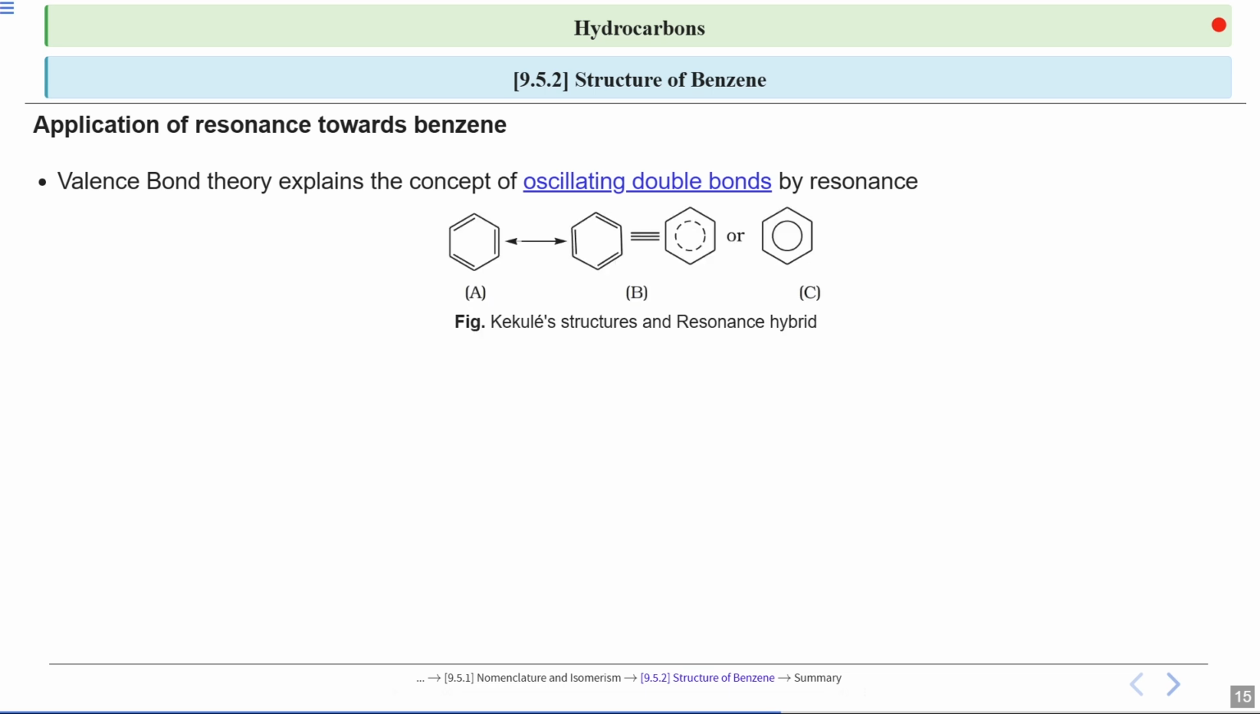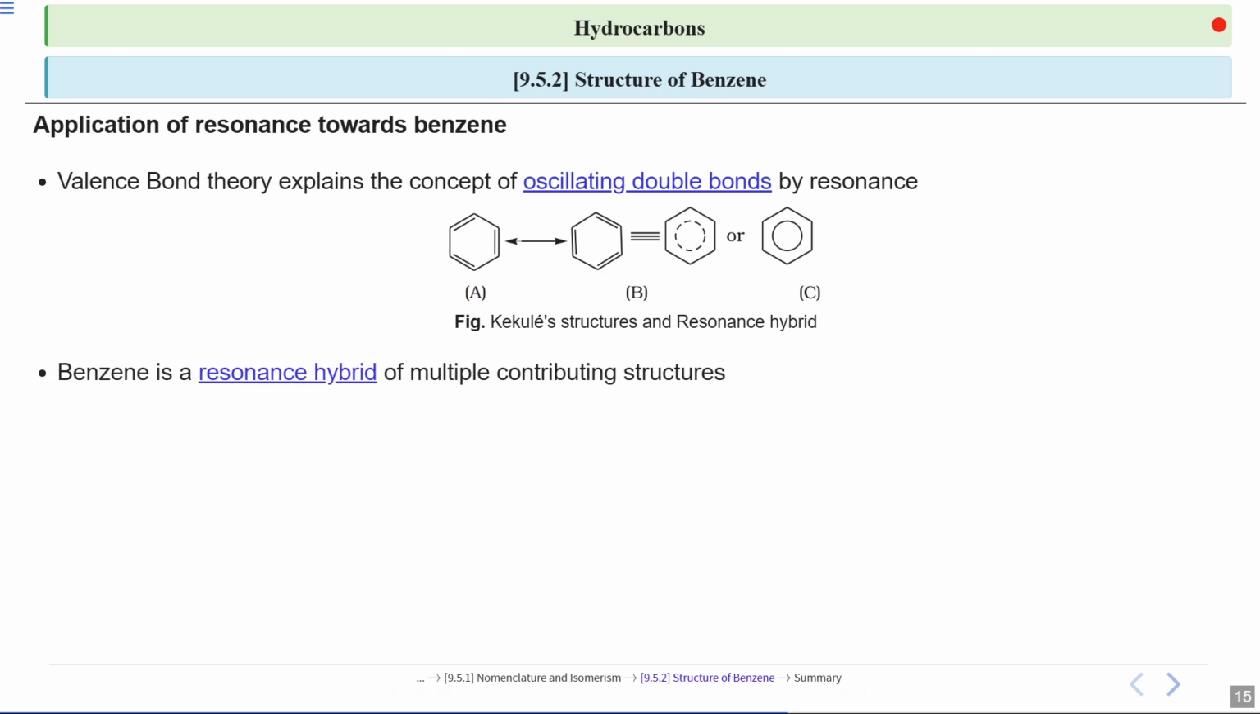So here you can see a diagram showing Kekule's structures and the resonance hybrid for benzene. These two different ways to draw the double bonds and then the hybrid structure with a circle inside the hexagon help us understand how the electrons are actually shared across the whole ring, not just between specific carbon atoms. So basically, this dotted line or circle shows that the electrons are not in one place. Instead, they are delocalized around the ring.